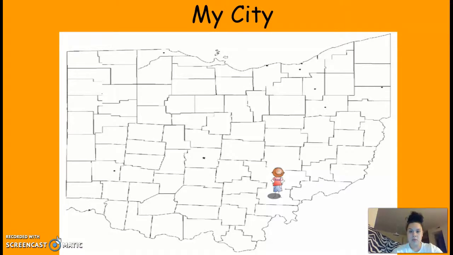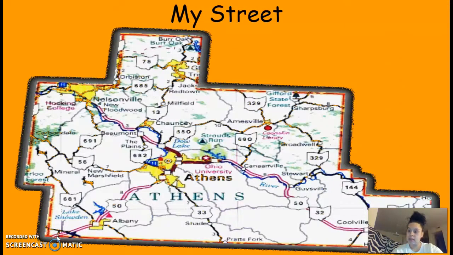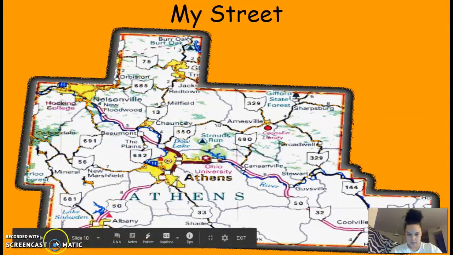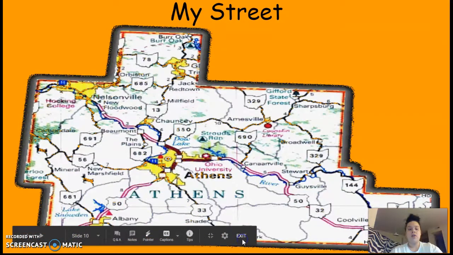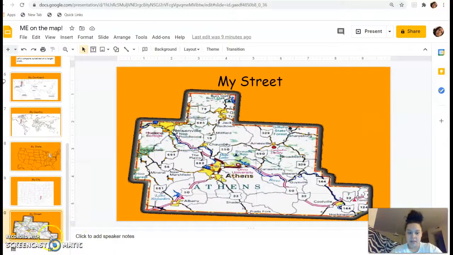And then we're going to zoom one more time. Next thing would be your street. This is just a zoomed in map of Athens County. And Miss Carter has an apartment on Ohio University's campus. So if you see that star in the center there, my street would be somewhere. So friends, that is all I have for our lesson on maps.